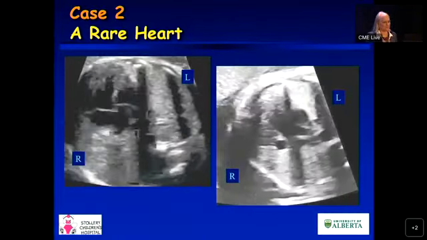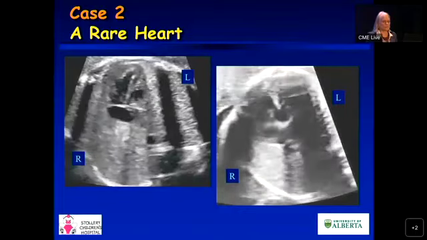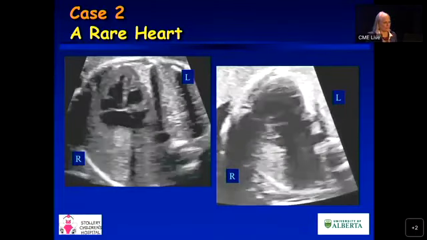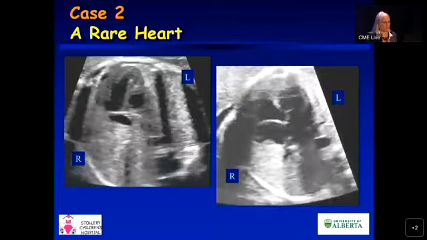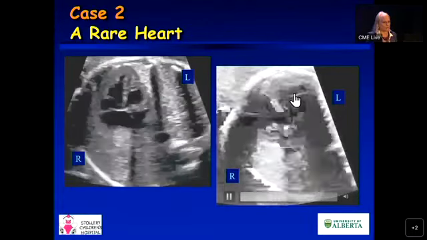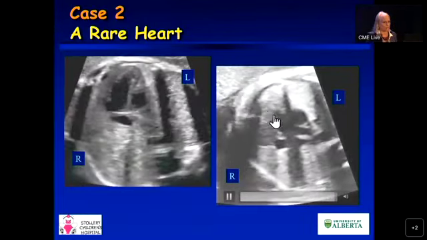Sorry, this is very strange. Very weird looking 3-vessel view, I have to say. And then poor Shijune's not here, so my apologies. This is still the same ventricle, and we're sweeping up. I don't know why it's doing that.